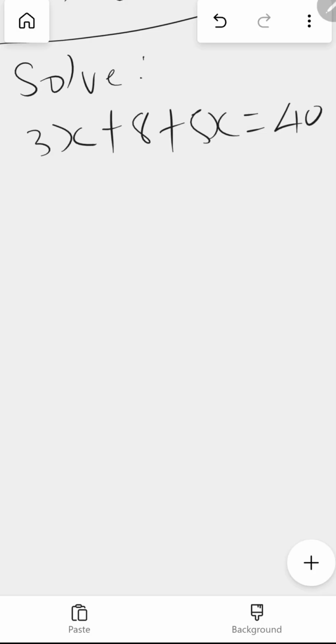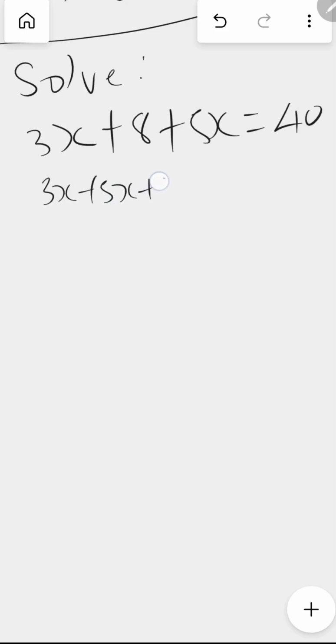Now that you have made an attempt to solve this question and you have your answer in front of you, let's work it and see what your answer is. So we have 3x plus 8 plus 5x equal 40. First thing that we do is group our like terms. So we're going to have 3x plus 5x plus 8 equal 40. We go ahead and add here. 3 plus 5 gives you 8x plus 8 is equal to 40.